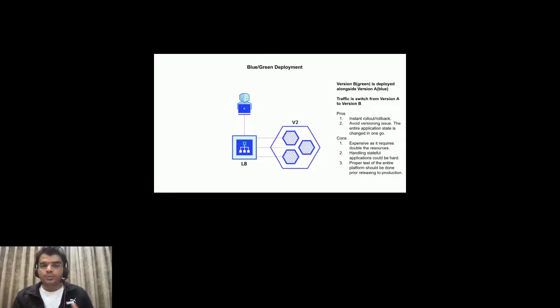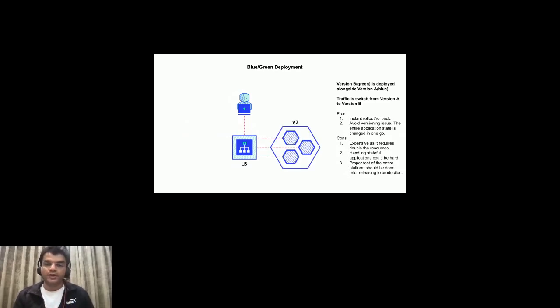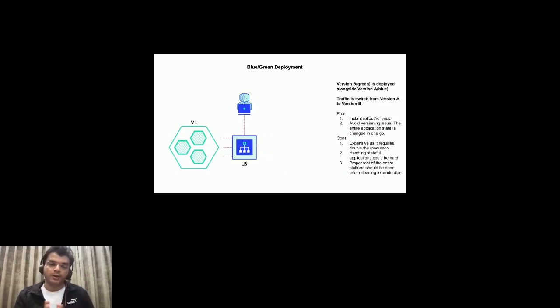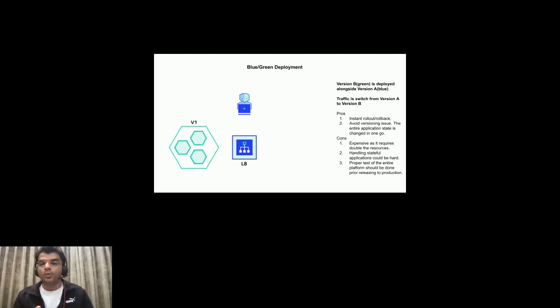Then comes the blue green deployment. Over here, the two versions of the application are deployed alongside each other, and you are doing a total switch. Version 1 exists, version 2 is also made ready, but it's a total shift of traffic from version 1 to 2 in one go.